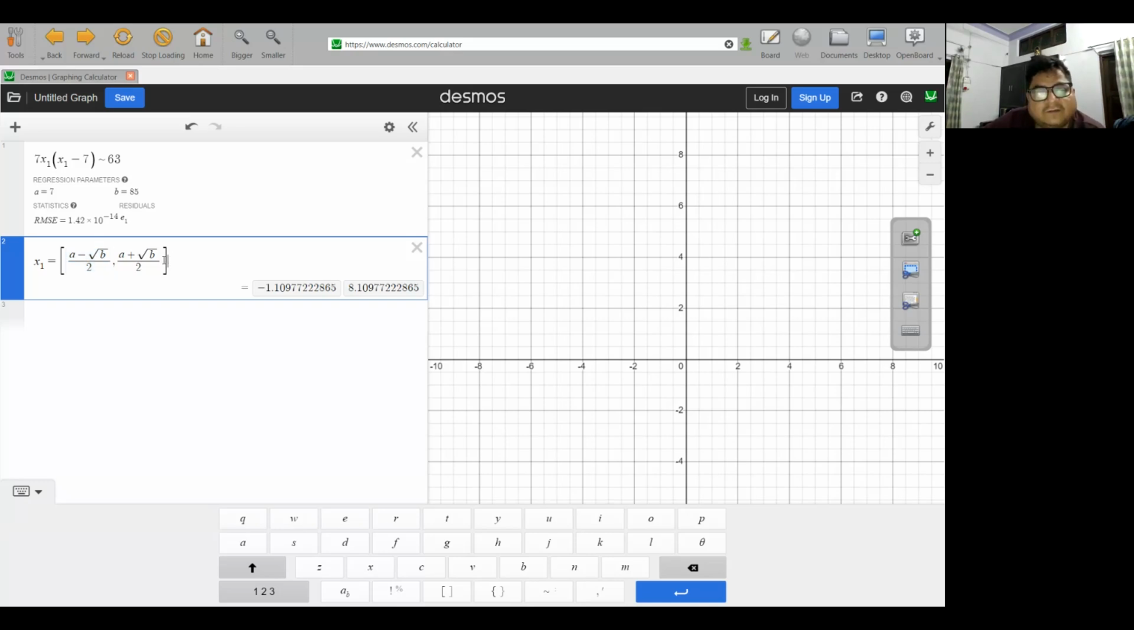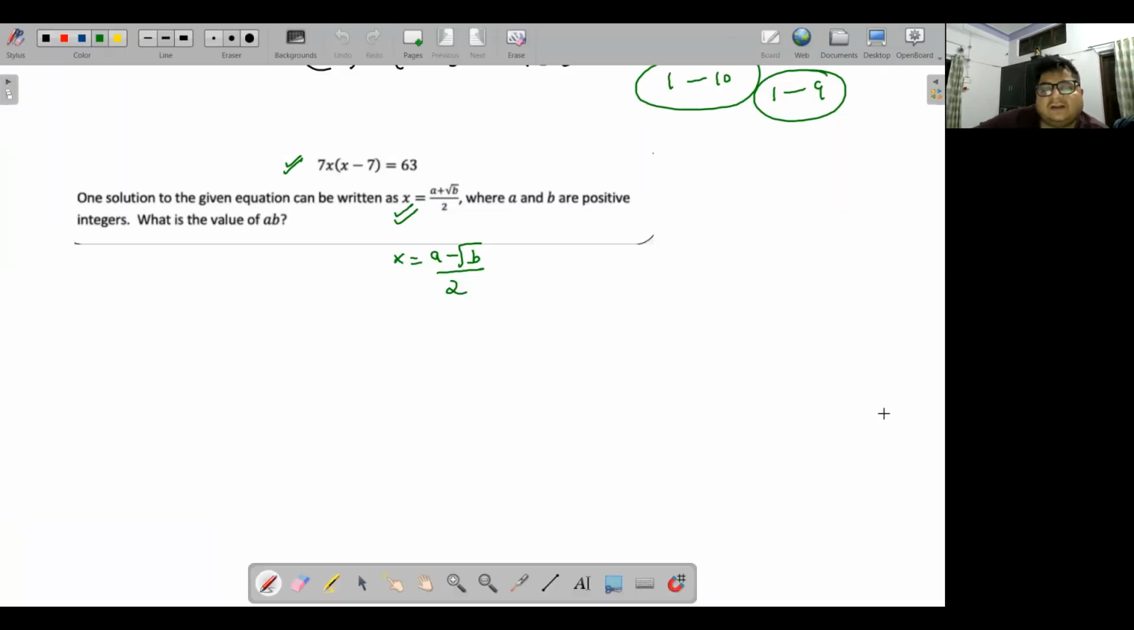I give the condition to Desmos that you can use these x1 values, two values, and then I write the equation. Instead of an equal sign, I use a regression to find the value of a and b. So the value of a is 7 and b is 85, and they are asking for a into b. So in the next line, you can write ab, which is 595. So the answer is 595.